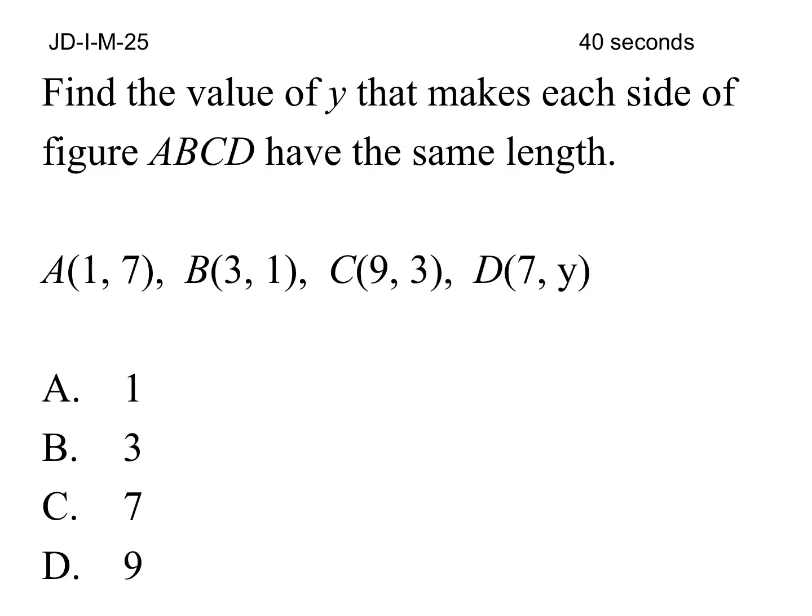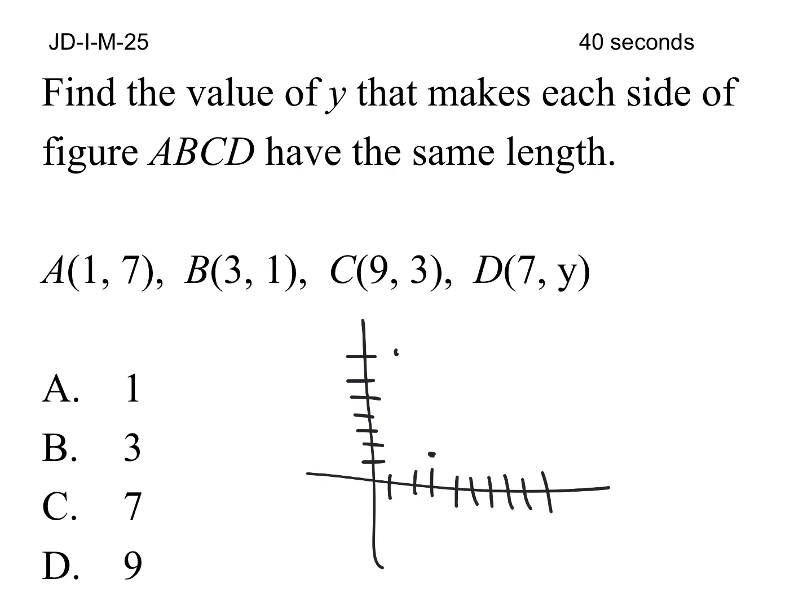Question 25, they want us to find the value of y that makes each side of the figure have the same length. So if we just kind of sketch these out, we've got 1, 7, 3, 1, 9, 3, and 7 something. Well, for these to be the same, that means we're going to have a square. So if you can imagine the square, that other point is going to have to be up here somewhere. So think about what that y value is.